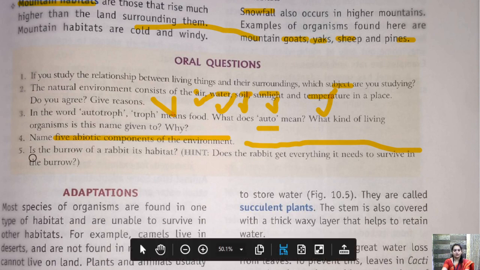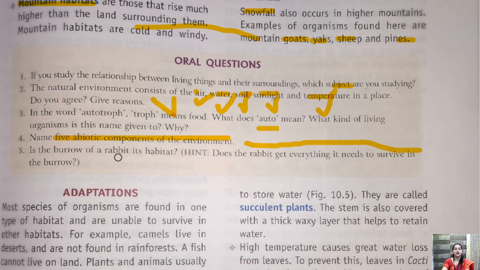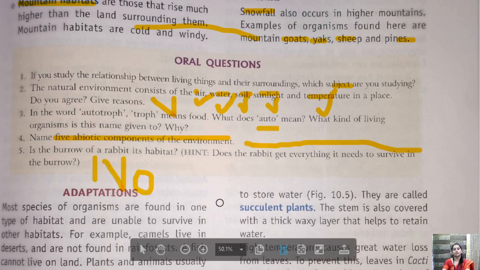Next, question number 5. Is the burrow of a rabbit its habitat? Burrow is what? It is a small hole or a small gufa type. It is a small cave-like structure where the rabbit lives. Okay. So is that a rabbit's habitat? I don't think so, because in that burrow, the rabbit will not get the food to eat. He cannot survive there. So write the answer no. The answer is no only. Write down no.